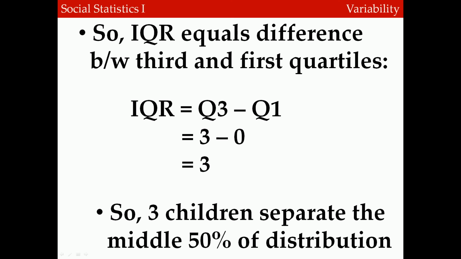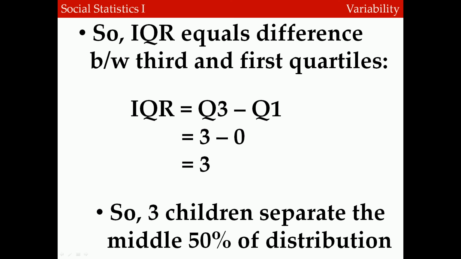Now, recall that our range was much higher than this. We found that 8 children separated the household with the most children from the household with the fewest children. But the middle 50% of the data are only separated by 3 children. That may suggest that somebody's having either a very high number of children or a very low number of children, and those values are extreme. When we don't consider those extreme values, we find that actually the majority of people, the middle 50% of the distribution, are only separated by 3 children.